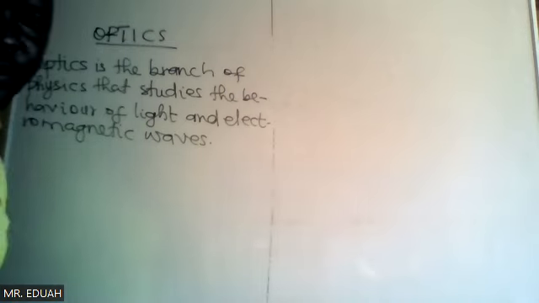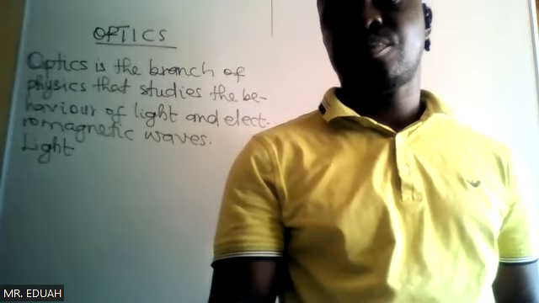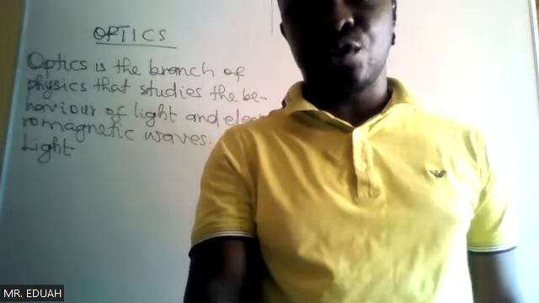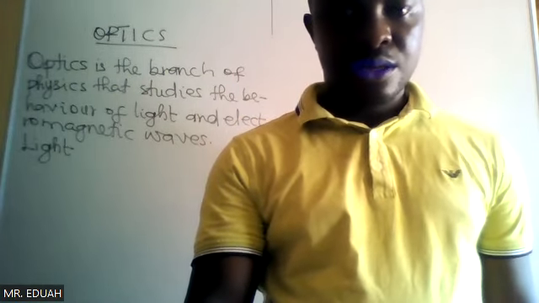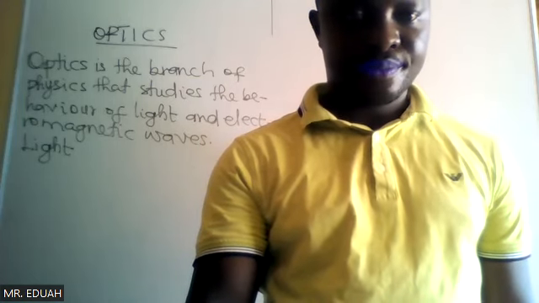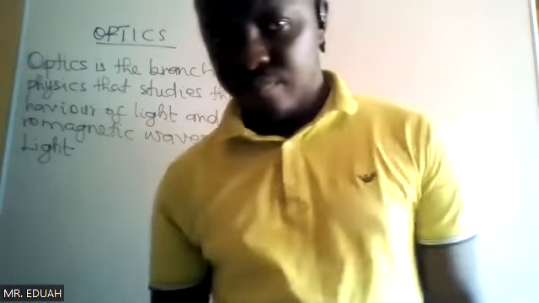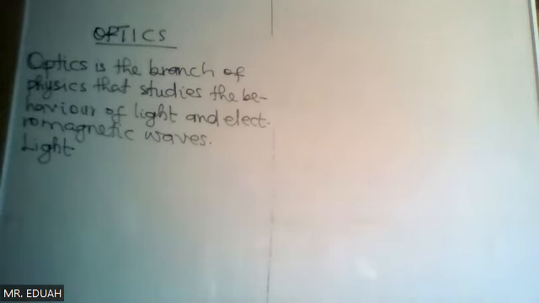When we talk about light, if I ask you what light is, I'm sure a lot of you can give me different views of what light actually is. So let me pick one or two views from you so we could move on. What is light? Light is a form of energy that stimulates us. Okay.